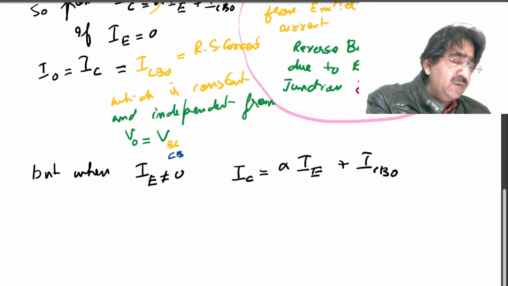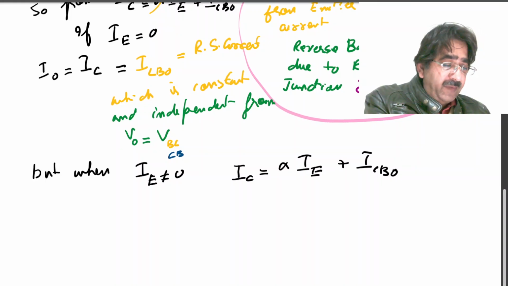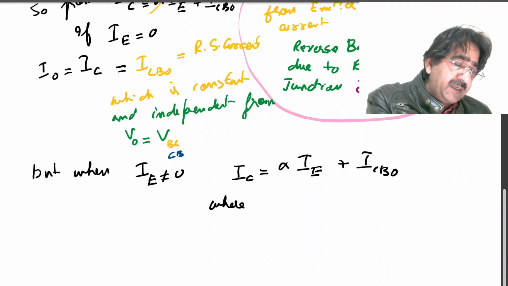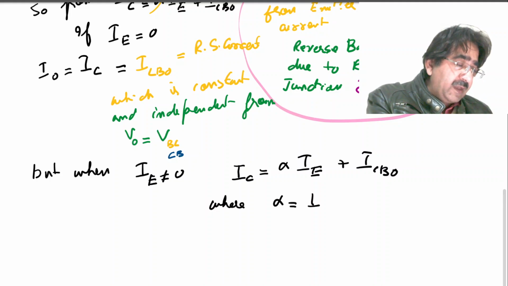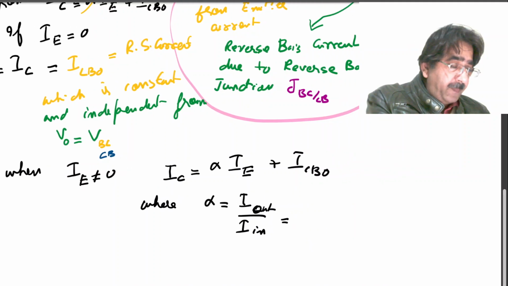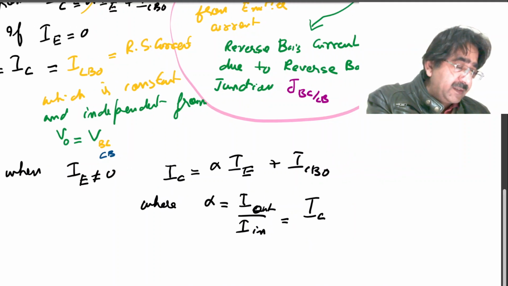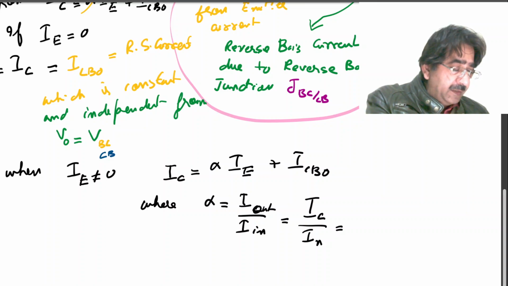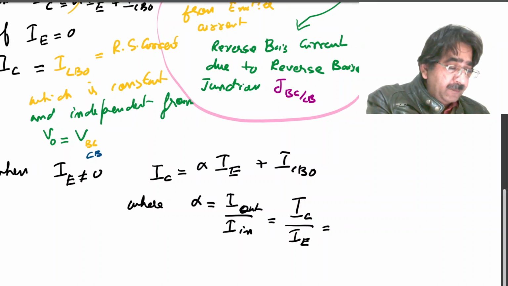But ICBO is very small, so it mostly depends upon alpha IE, where, as I have already explained, alpha relates output current and input current. Output is IC, and input is IE, the input current.